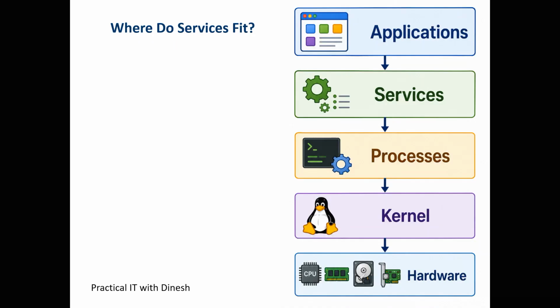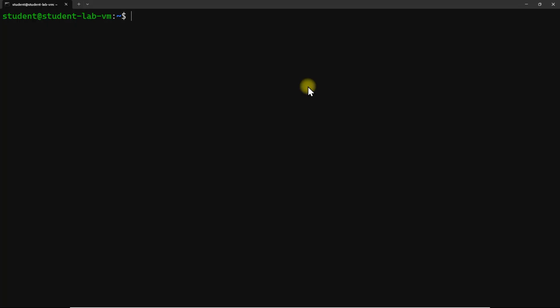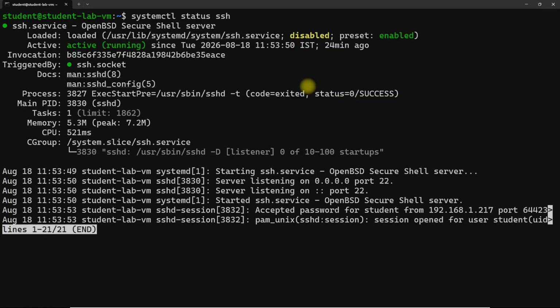We have also learned about Linux services and systemctl. Those processes depend on the kernel for CPU, memory, networking, storage, and other system resources.